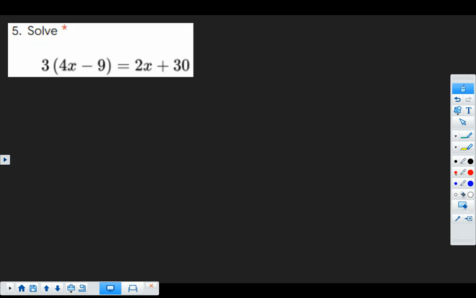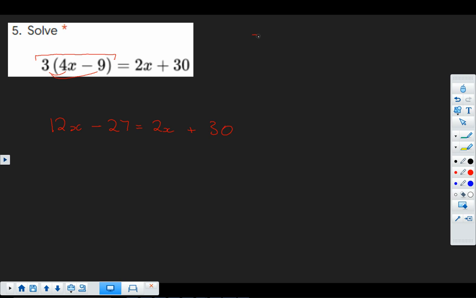Okay, question 5. This is one of the more complicated solving questions that you're likely to come across. Let's see what some of the complicated elements are. Well, first of all, it looks as if we've got a bracket that we need to expand. So let's just do that first of all. The 3 is going to apply to both things. 3 times 4x is 12x, and 3 times 9 is 27. So minus 27 equals 2x plus 30.